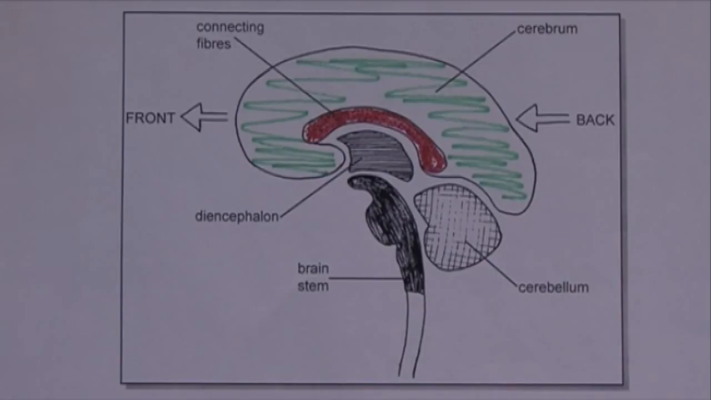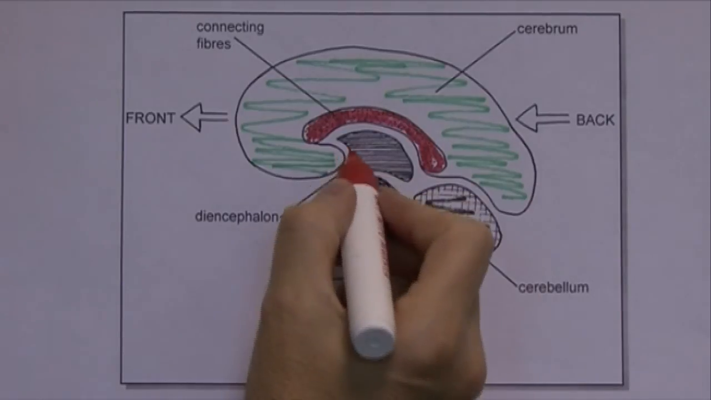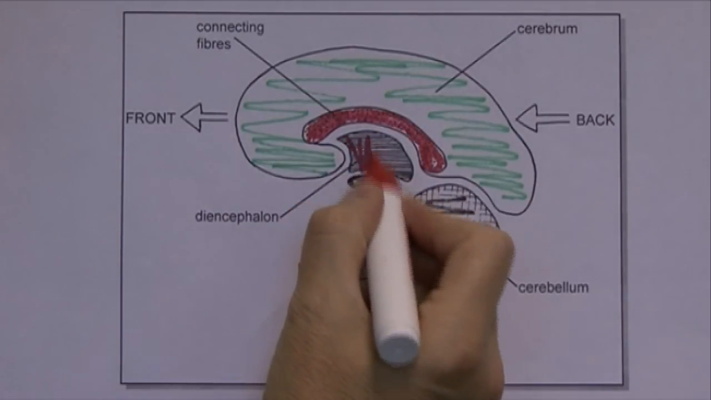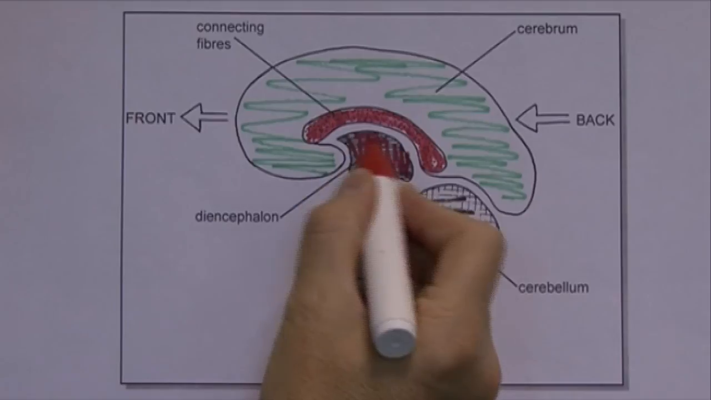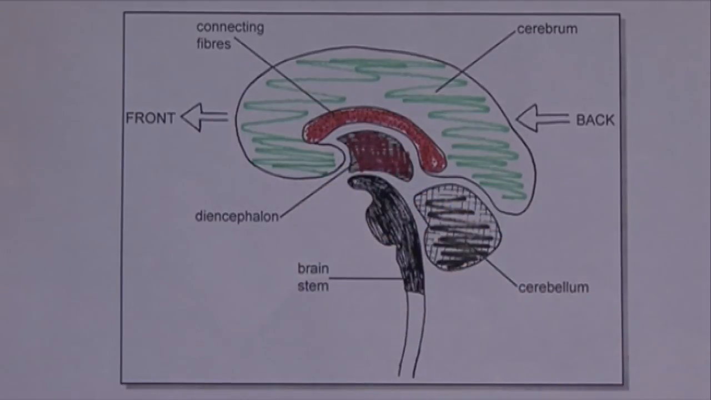Here we see the area of the cerebellum, brain stem with the spinal cord. And this area here in the middle is usually referred to as the diencephalon. And it consists primarily of the thalamus and the hypothalamus. Also the pineal gland is in that area as well.